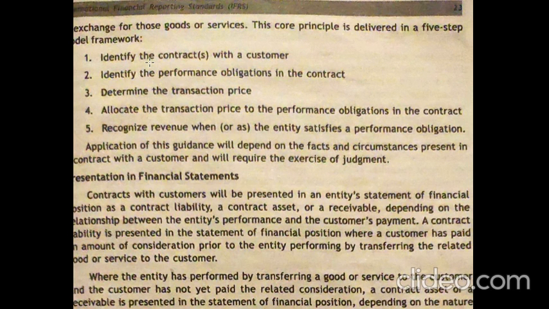Next, allocate the transaction price to the performance obligations in the contract. So you're going to fix the rate for the service or for the goods you have rendered in the contract price. Then you recognize revenue as the entity satisfies a performance obligation. Yes, as soon as the performance is delivered, that is, you have satisfied the customer with your performance, the revenue will be recognized. Application of this guidance will depend on the facts and circumstances present in a contract with the customer and will require the exercise of judgment.